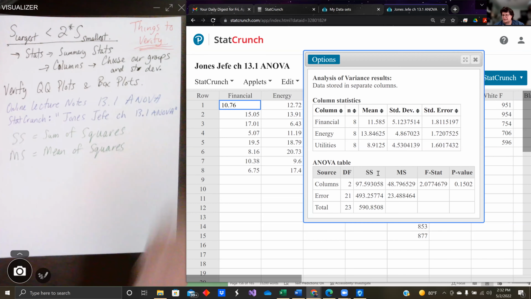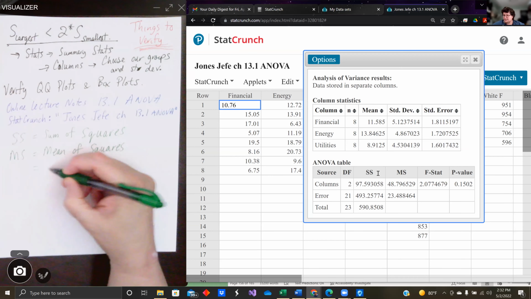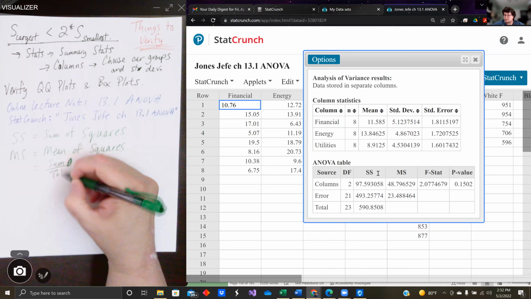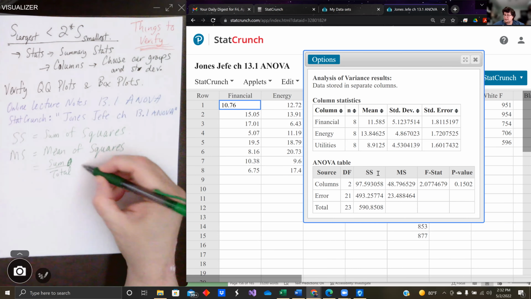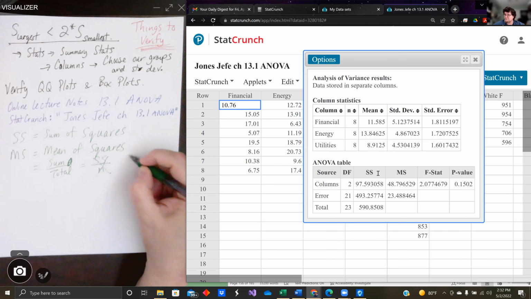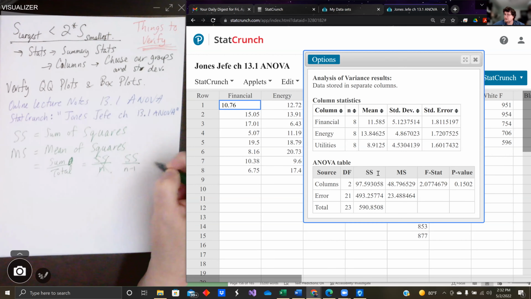Since the mean is just the sum divided by n, you would think MS is the sum of squares over n, but it's not. It's the sum of squares over n minus 1, which is the sum of squares over degrees of freedom.